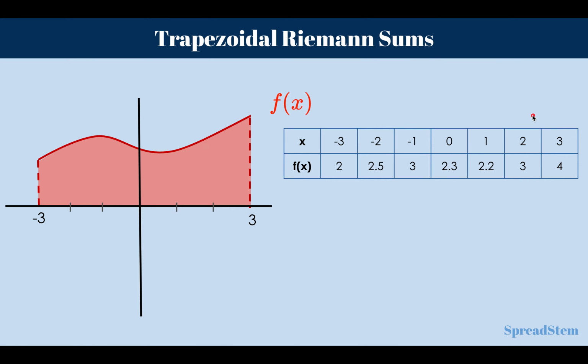Now let's take a look at trapezoidal Riemann sums. So far we've been dividing the area into rectangles and approximating. But in this case we're going to use trapezoids. For example, it would look like this.